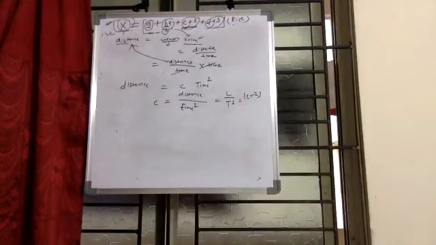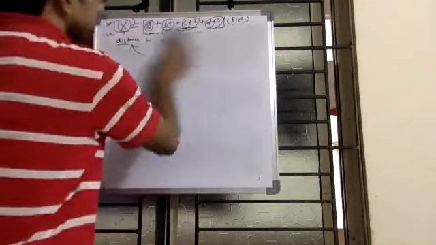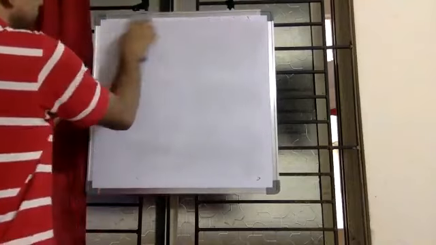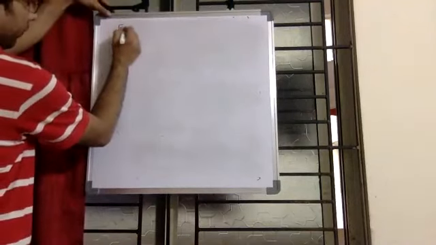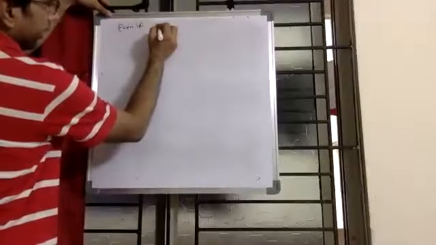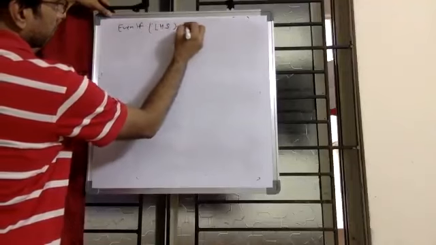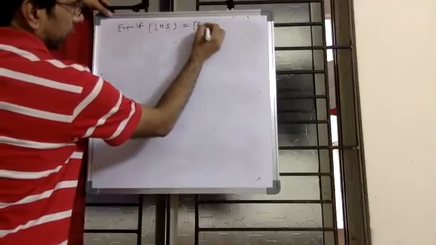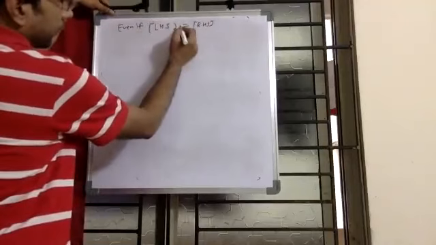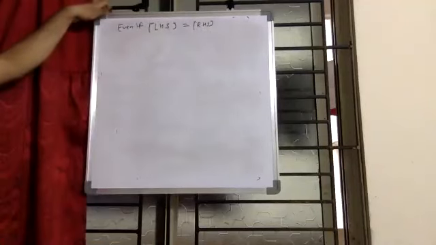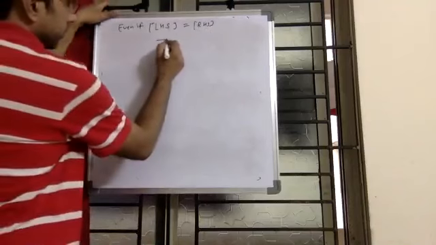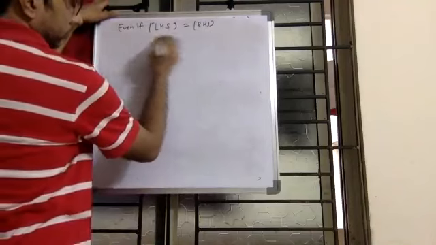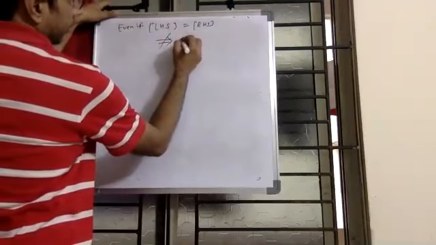Now, one more point was there that I want to clear. What I said, even if dimensionally LHS and RHS are equal, if dimension of left hand side and dimension of RHS is equal, that doesn't imply, it doesn't mean that equation is correct.